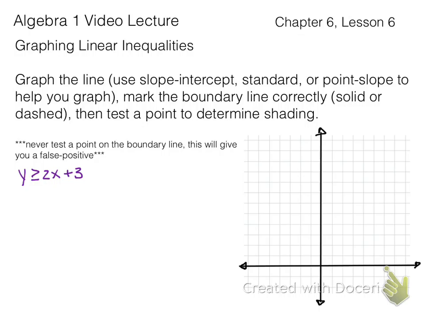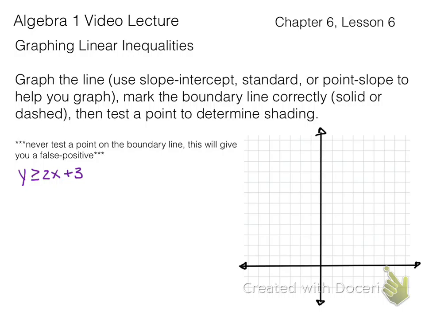All right? All right. So you're going to graph the line. You're going to make the boundary line correctly, either solid or dashed, and then you're going to test a point to determine shading because the shading is going to tell you all of the region where the possible solutions are. But again, because coordinate planes don't go on forever, because our iPads and our pieces of paper only go so far, the shading actually goes on forever as well, okay?